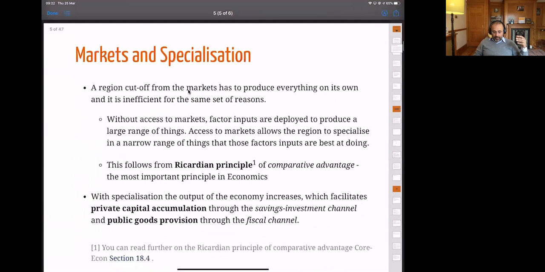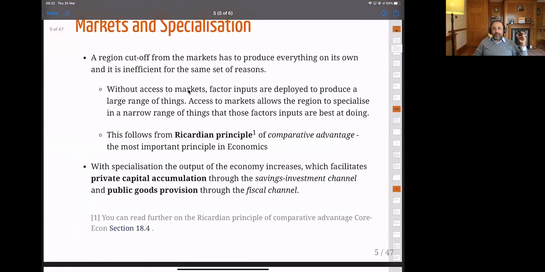Okay, so let's take this further. A region that is cut off from the rest of the world has to produce everything on its own, and that's inefficient. And the reason it's inefficient is because people can be made better off through trade without anybody being worse off, right? And that's the Ricardian principle of comparative advantage, right? So it's different from the principle of absolute advantage.